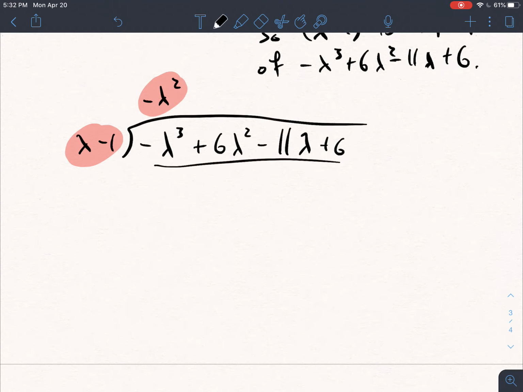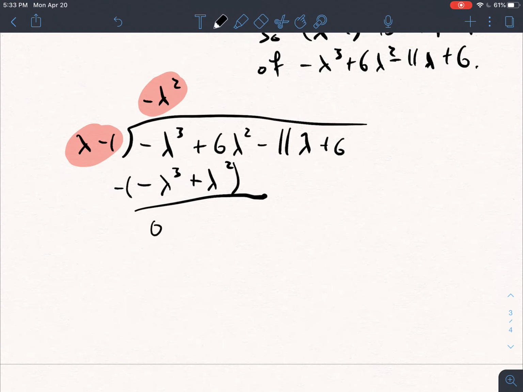So the answer to that question would be negative lambda squared. So now I multiply this times lambda minus 1, and then I subtract that from this whole polynomial up here. What do I get? I get negative lambda cubed plus lambda squared. And now I want to subtract this whole thing. So what do I get? Okay, so this will be a 0 right here. And then here I'm getting 6 lambda squared minus lambda squared, that'll be 5 lambda squared. And I just bring down everything else.